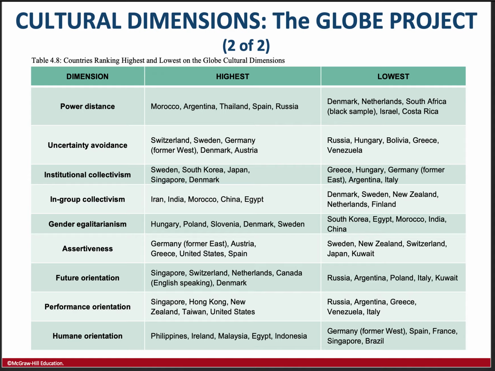And you see that on the high scale, which is Switzerland, Sweden, and Germany. And this is focusing on the former West part of Germany, Denmark, and Austria, while the lowest on that was Russia, Hungary, Bolivia, Greece, and Venezuela. So you can see, using your text and comparing to the chart, all of the things. Now, if you're trying to scroll through and you're like, okay, where's the U.S. on here? We rank highest for assertiveness, if that doesn't surprise you, and performance orientation.